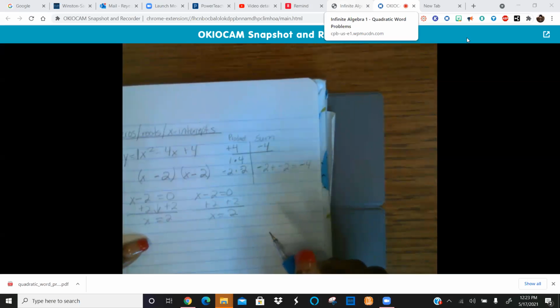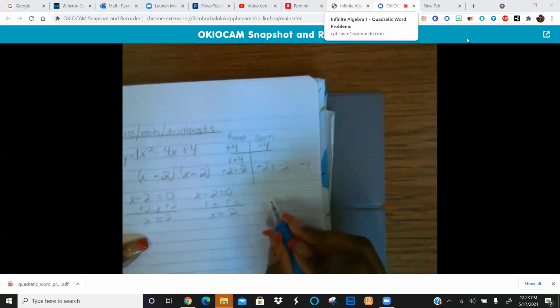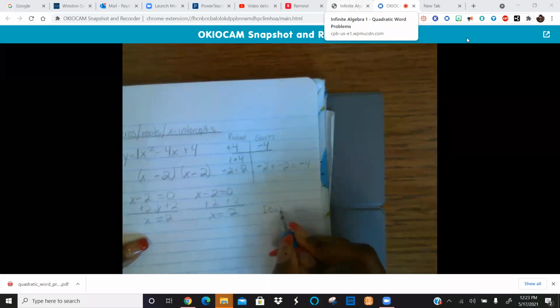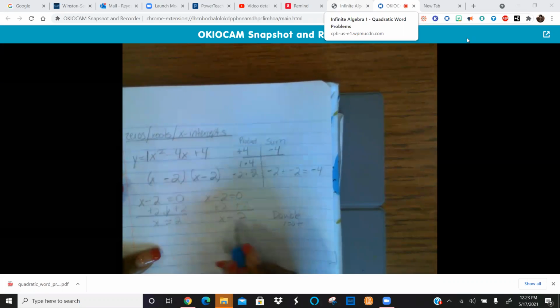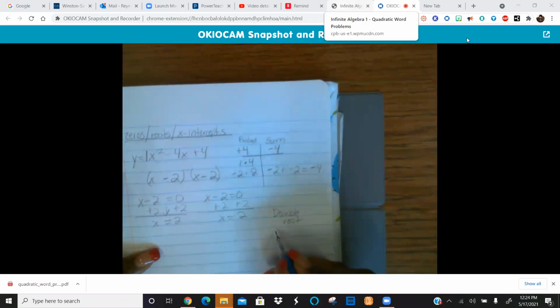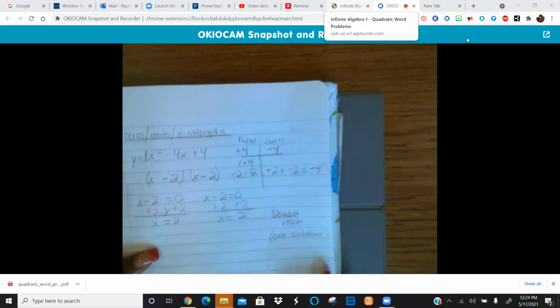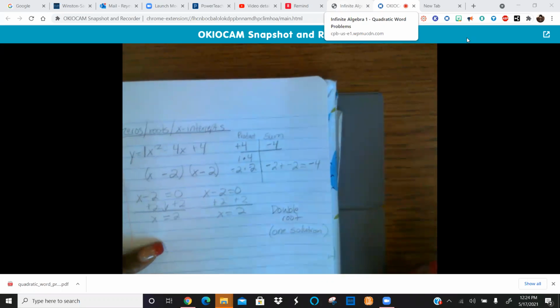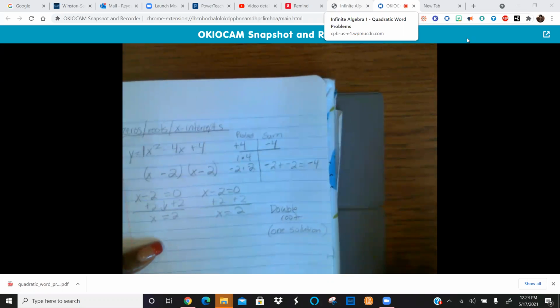There's only one answer here, but this is called a double root. And it's a double root because you did this twice to find out that what? It only crosses the x-axis at the same point. It's a double root, but it's only one solution. The answers are the same, like twins, right? This is one solution. Any questions about that?